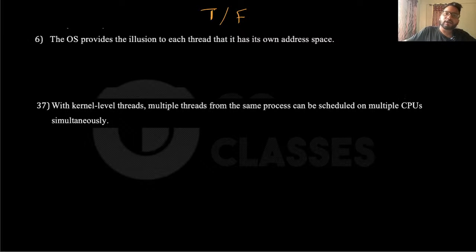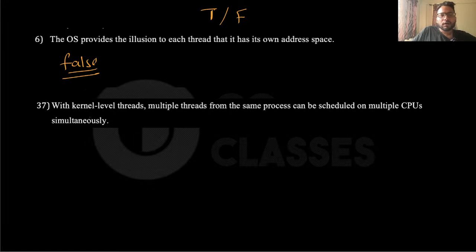The OS provides the illusion to each thread that it has its own address space. Is this true? Does the OS say that every thread has its own address space? No, right? Address space means the complete thing: data, code, everything should be separate. The answer is no, false. Everyone understood why it is false? Because the OS does not say that everyone has their own address space.